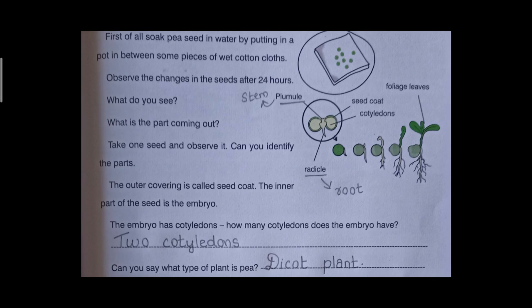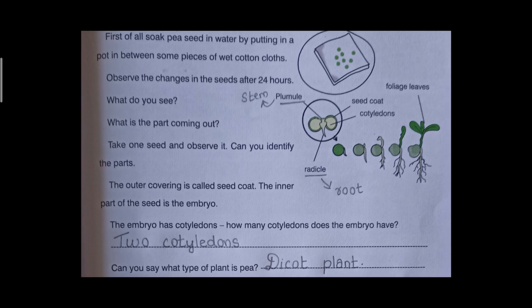Look at the figure. The embryo has cotyledons. How many cotyledons does the embryo have? There are 2 cotyledons. Can you say what type of plant is pea? It is dicot plant because it has 2 cotyledons.